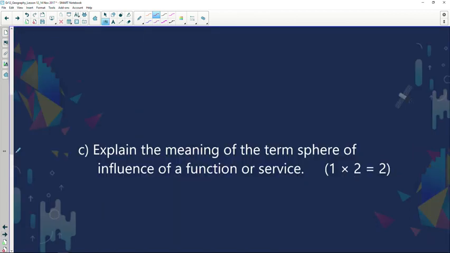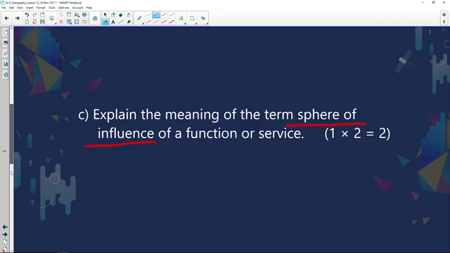Okay, explain the meaning of the term sphere of influence of a function or a service. Now, the sphere of influence is basically how far people are willing to travel. If you look at low order functions and services, the sphere of influence is quite small. But let's say, for instance, you are a specialized doctor, it means your sphere of influence will be much bigger, because people are willing to travel further to acquire your service or your product.